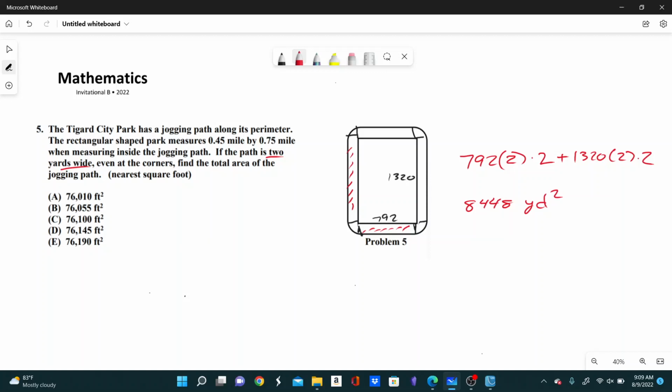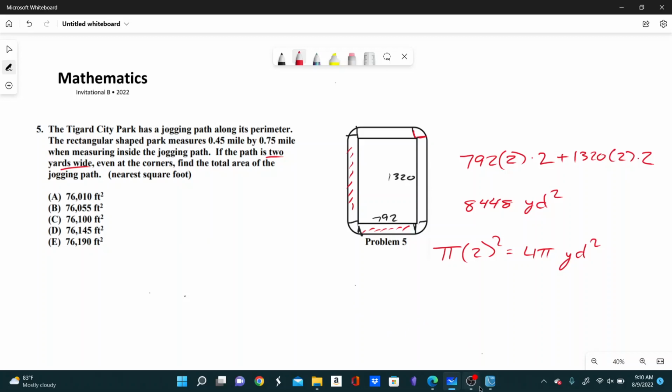We actually have these quarter circles on the end that we need to take into account. So we have 4 quarter circles, so altogether that's just going to be a single circle. It says that even at the corners the path is 2 yards wide. So you can take that as saying that the radius of these quarter circles are all 2 yards. So we have 4 quarter circles, so I'm just going to imagine that they're 1 circle. So the area of that will just be pi times 2 squared, or 4 pi square yards.